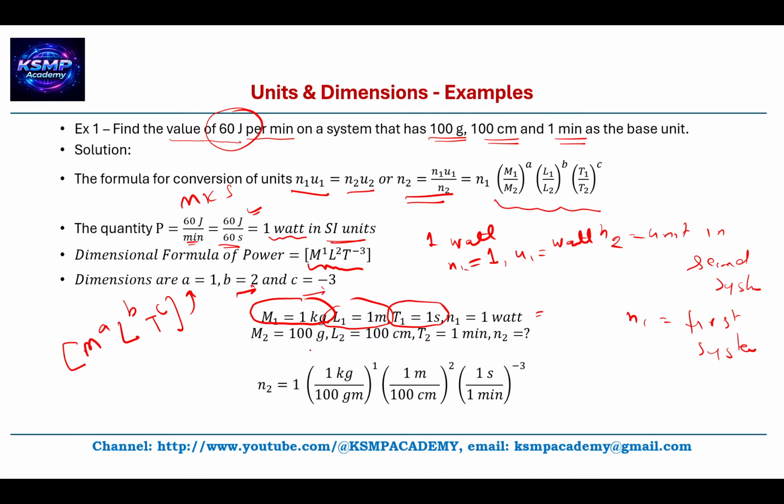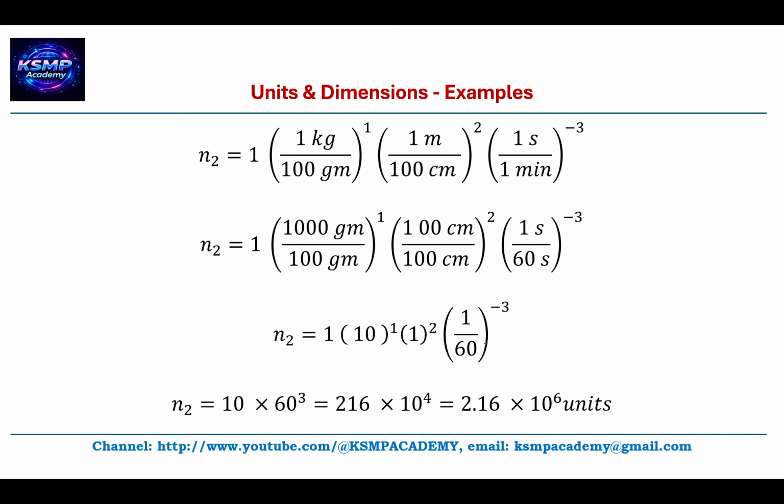In the second system, if you look at the question, M2 is given as 100 gram, L2 as 100 centimeter and T2 as 1 minute. This is given, so we have to find N2. Let us substitute the values here and we will find N2. N1 is 1 in the first system, with 1 kg, and in the second system 100 gram, 1 meter and 100 centimeter, 1 second and 1 minute. So let us solve it.